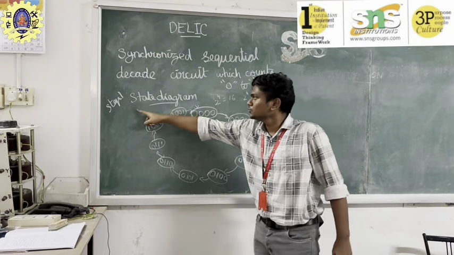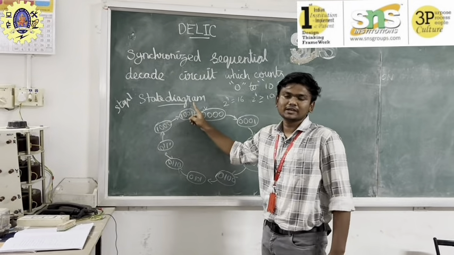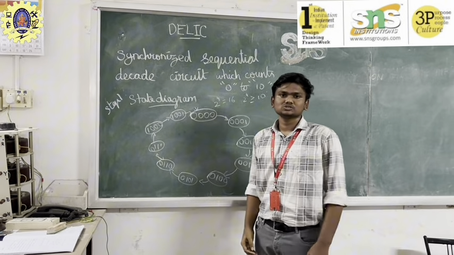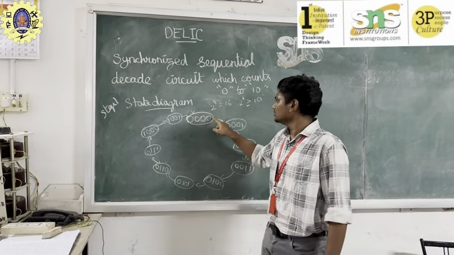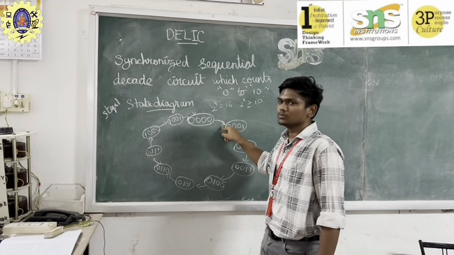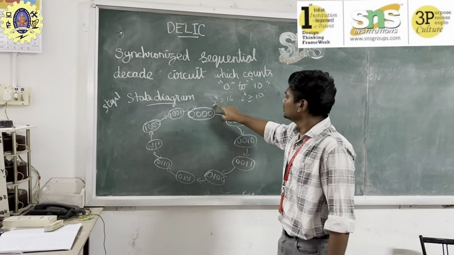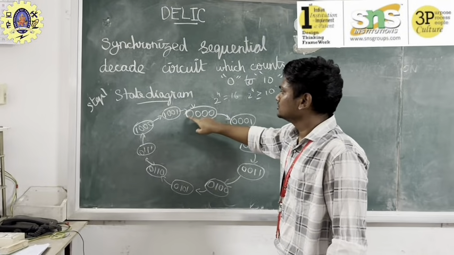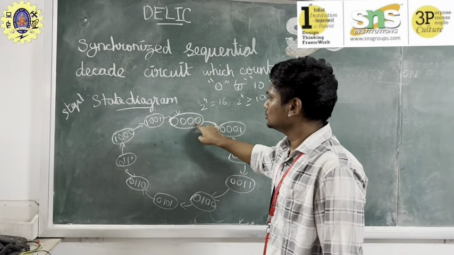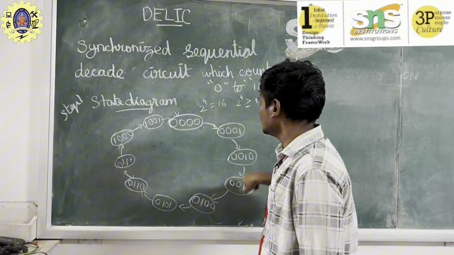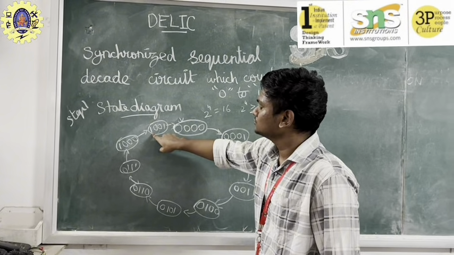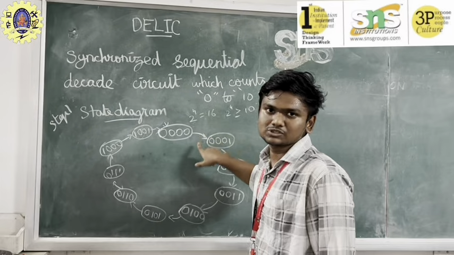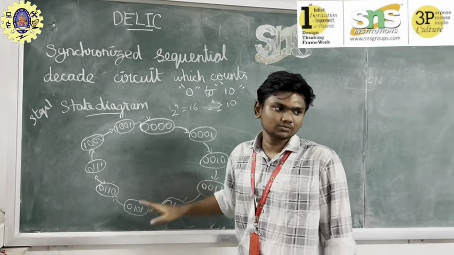First, step 1, we are going to see the state diagram. What is a state diagram? It is a graphical representation of a state, with the next state represented by the arrow mark. Here we have 2 to the power 4, which is 4 bits, starting from 0000 and going on up to 9, 1001, and then it repeats to 0 and the cycle repeats. This is the state diagram.